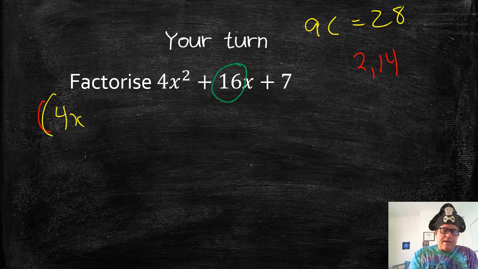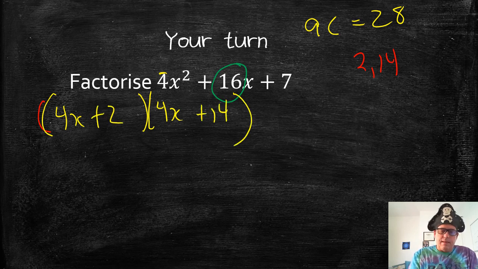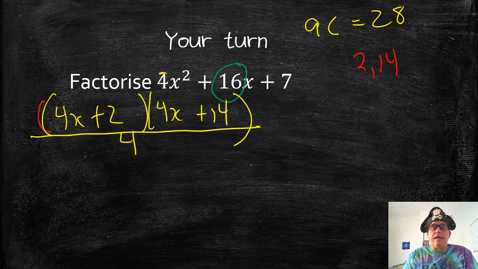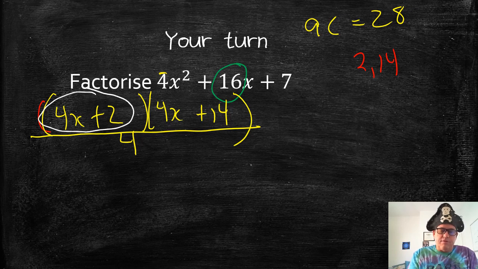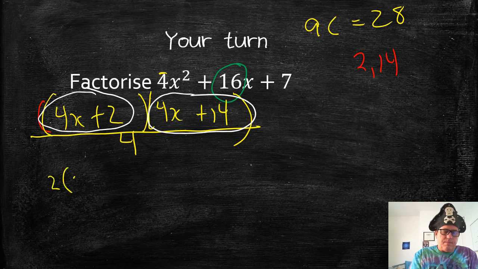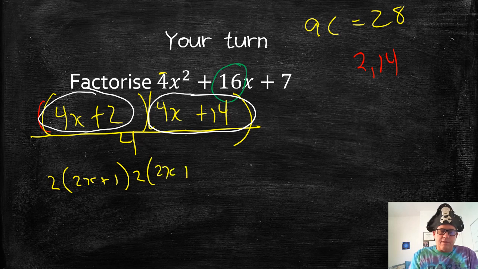All right, both brackets are going to start with 4x because that's what A is. And my numbers are 2 and 14. The order doesn't matter. And the whole thing has to be over 4. Now, we need to check, can I factor anything out of the brackets? Well, yes, out of this first one, I can factor out a 2. And out of the next one, I can factor out a 2. So that's going to leave me, and the second bracket, I can factor out a 2, which is going to leave me with 2x plus 7. The whole thing is over 4.